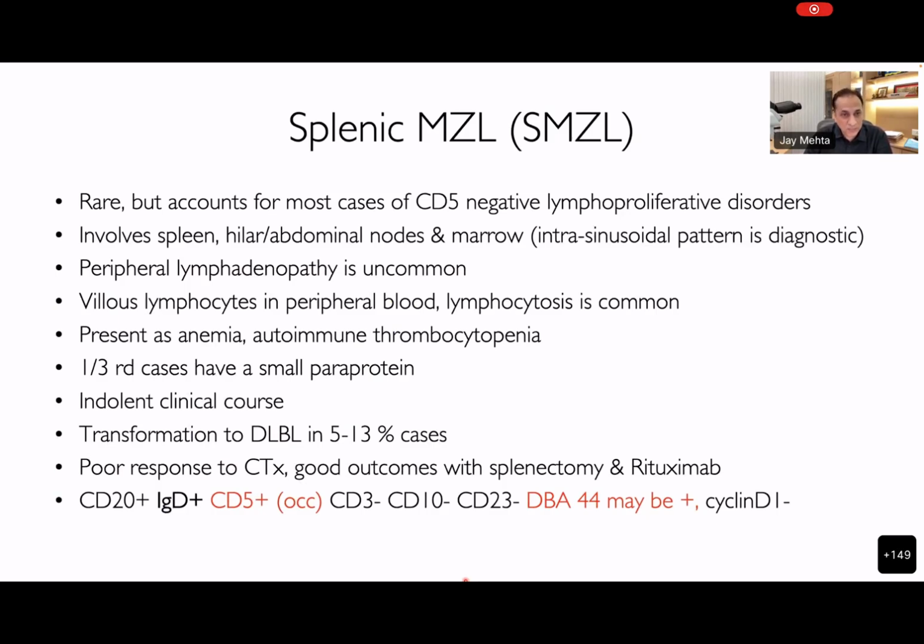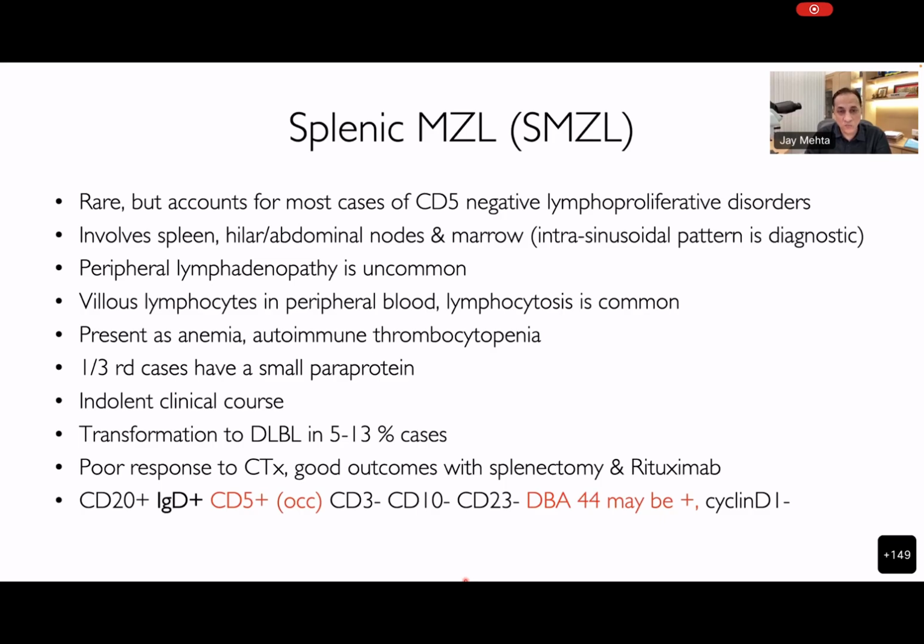The disease basically involves spleen and the splenic hilar lymph nodes. Sometimes the abdominal nodes can get involved. And bone marrow is almost always involved. And the intrasinusoidal pattern of involvement in the bone marrow is almost diagnostic for a splenic marginal zone lymphoma. A peripheral lymphadenopathy is uncommon for a splenic marginal zone lymphoma.